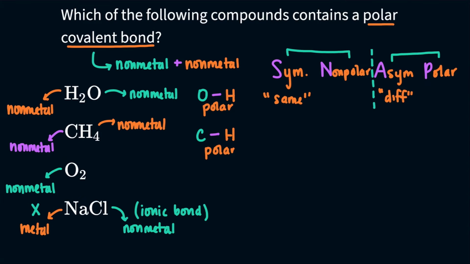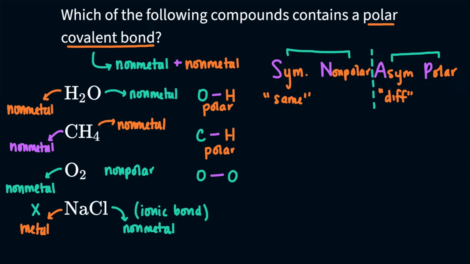O2, I have an oxygen bound to another oxygen. Once again, it does not matter whether we know that it's a double, single, triple, I don't care. But the idea is that I have two oxygens. These are totally the same. So therefore, this would be nonpolar.